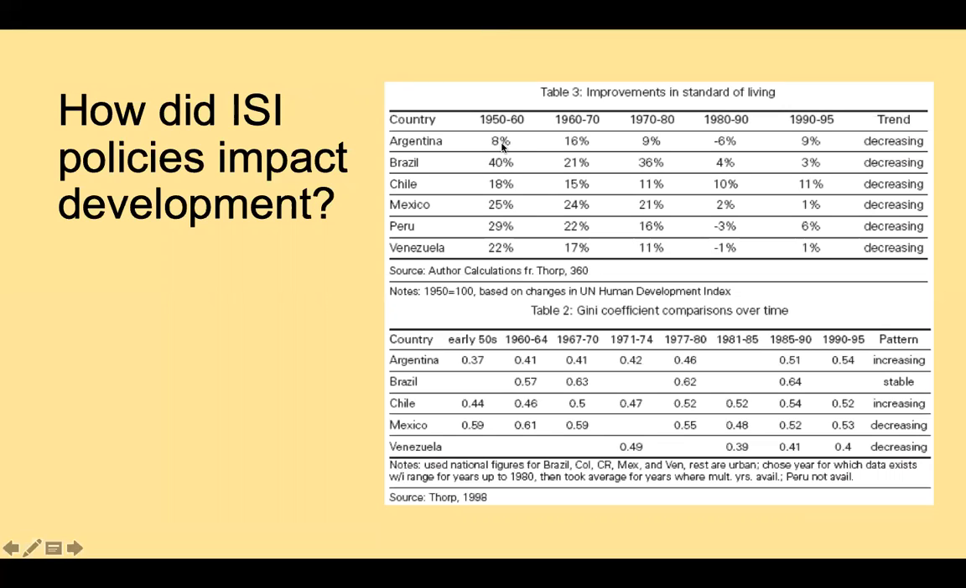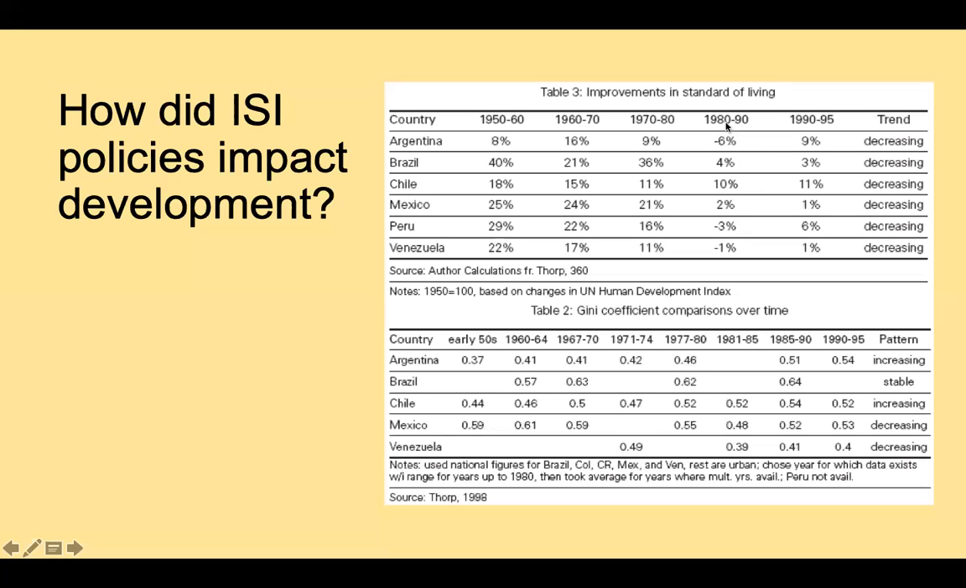In 1950 to 1960, the period shows an 8% improvement in the standard of living compared to the previous period. During the period from 1960 to 1970, it shows a 16% improvement over the previous period. But by 1970, it shows only a 9% improvement. And by 1980, it's beginning to show not just a small improvement, but no improvement at all. And the standard of living is outright in decline.